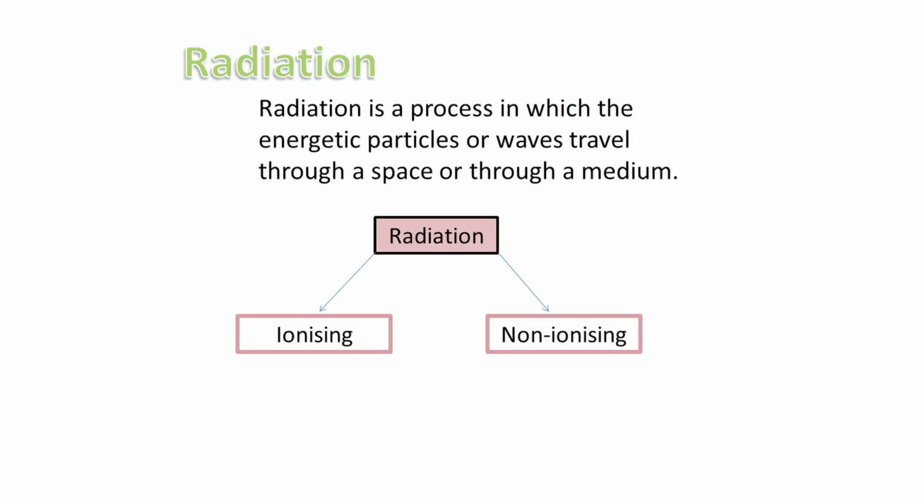There are 2 examples of ionizing radiation, which are X-rays and gamma radiation, and these cause damage to biological molecules. The other group is non-ionizing, and this effectively means that it won't ionize. Examples of these include UV, infrared, and microwave radiation.